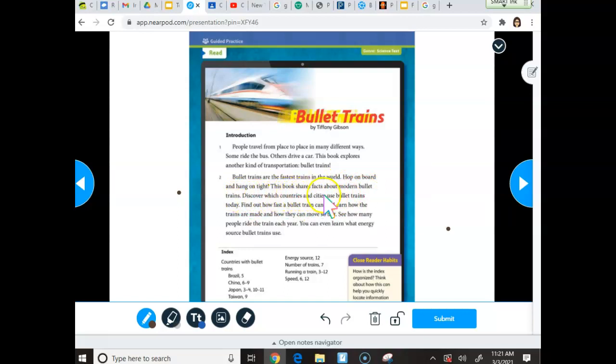This book shares facts about modern bullet trains. Discover which countries and cities use bullet trains today. Find out how fast a bullet train can go. Learn how the trains are made and how they can move so fast. See how many people ride the train each year. You can even learn what energy source bullet trains use.